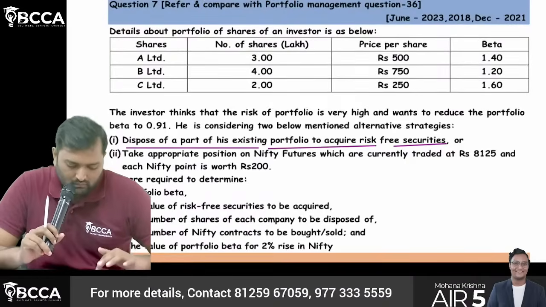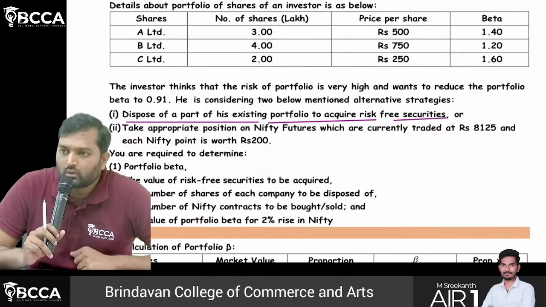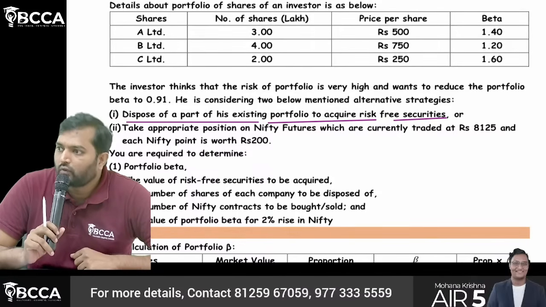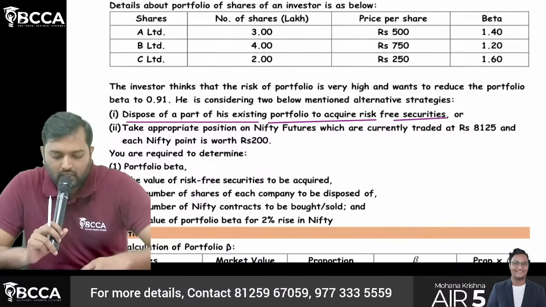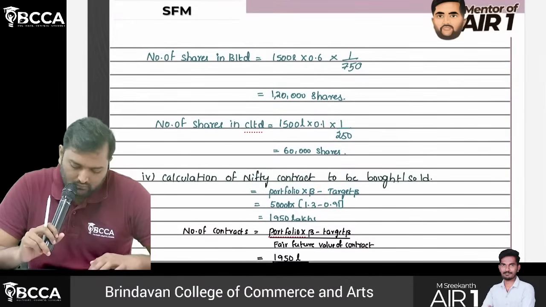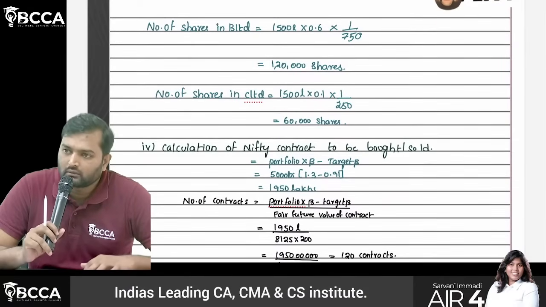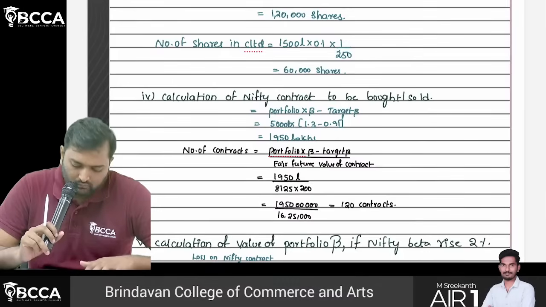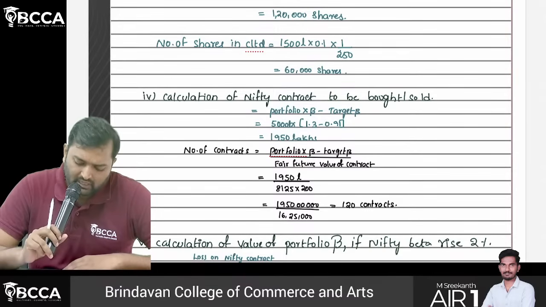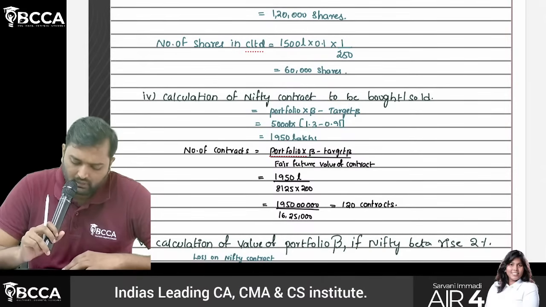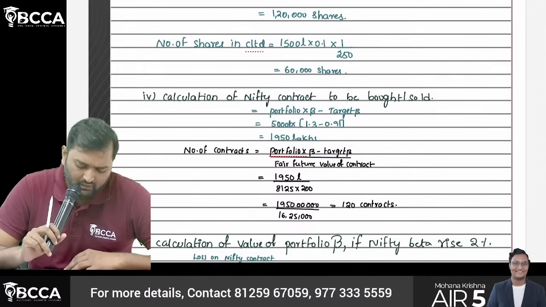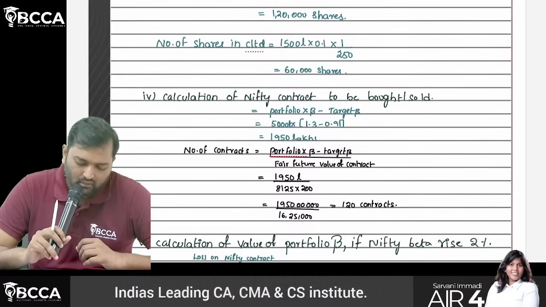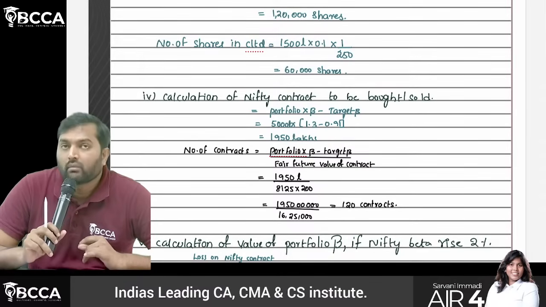Next part. The number of Nifty contracts to be bought or sold. How do we get the number of contracts to be bought or sold? Portfolio value into existing beta minus target beta, divided by the future value of a contract, the value of one contract. So what is the portfolio value? Portfolio value 5,000 lakhs into existing beta 1.3 minus 0.91, divided by 8125 into 200. 120 contracts is the answer. Clear? 120 contracts.